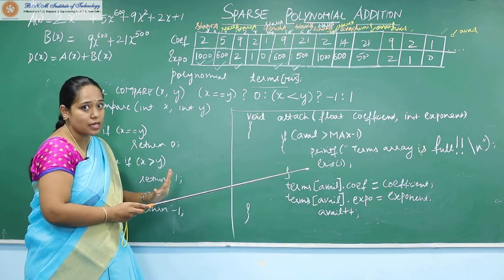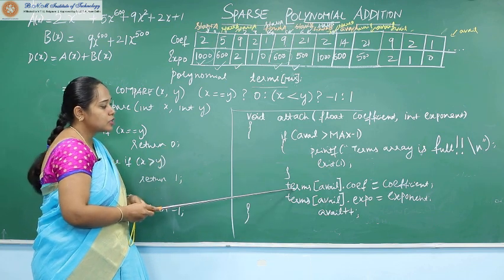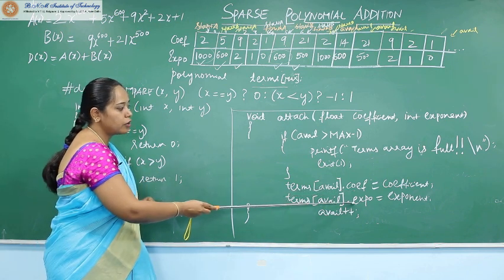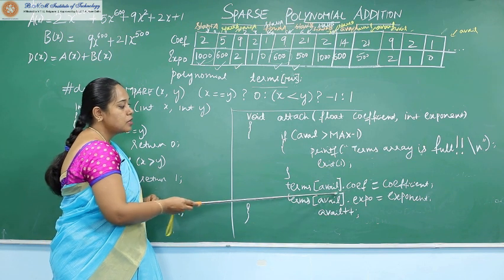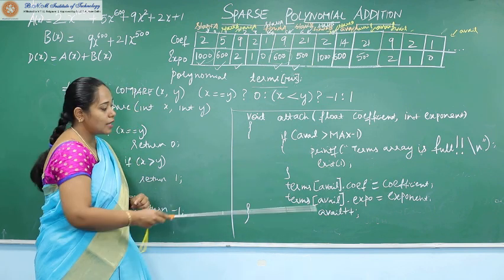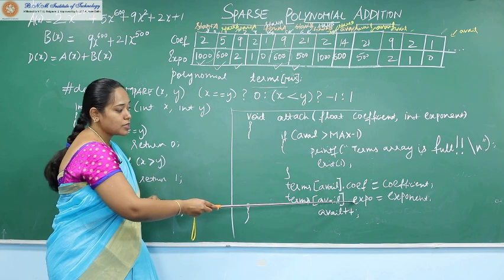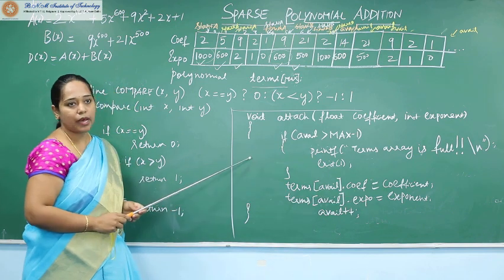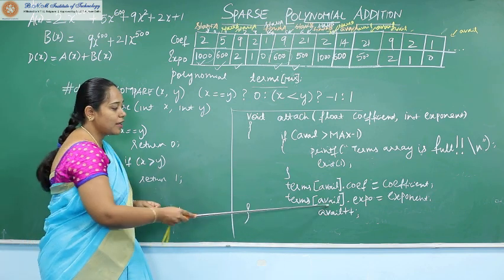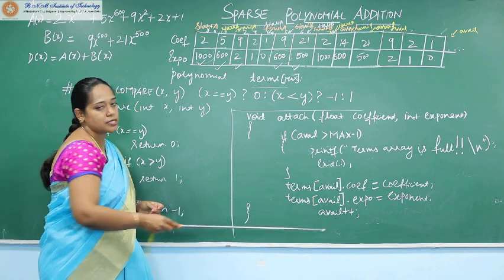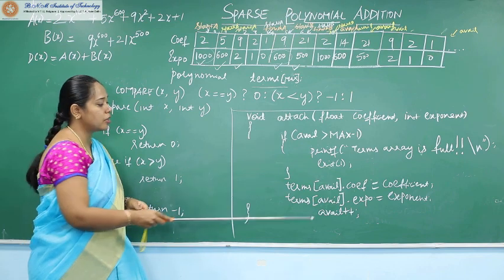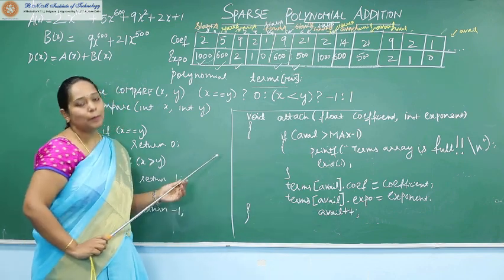Otherwise it's success, so avail can go inside that. Terms of avail, where avail is the index position, has two parts, dot coefficient and dot exponent. These are the structure members. So terms of avail dot coefficient equals coefficient, which is the parameter passed here, and similarly terms of avail dot expo equals exponent, which is passed as a parameter. So this attach function has attached a new term into the terms array, and at the end, as I always told you, attach takes care of incrementing the index variable avail. Avail always points to the next available location, that's why it is avail plus plus.